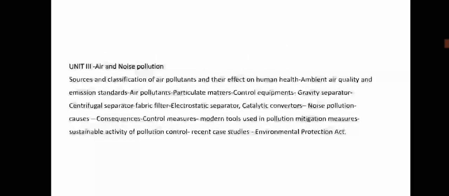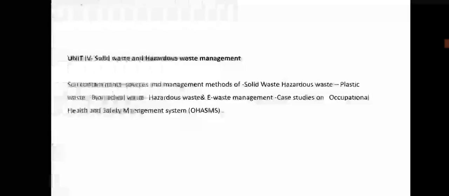Unit 3 deals with air and noise pollution. In this unit, the students will learn about the causes, consequences and control methods of air and noise pollution, particularly the various methodologies and equipment used to remove air pollutants from the air, and the modern tools used in pollution mitigation measures, what is the sustainable activity of pollution control, and the important salient features of the Environmental Protection Act.